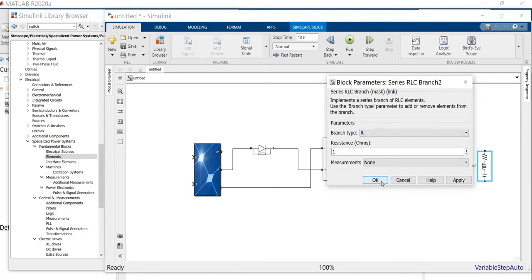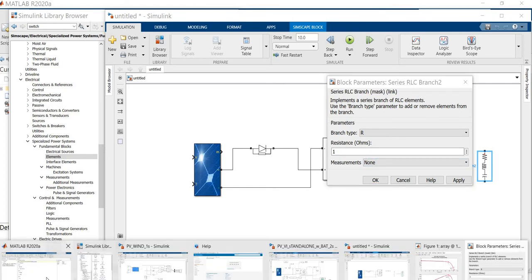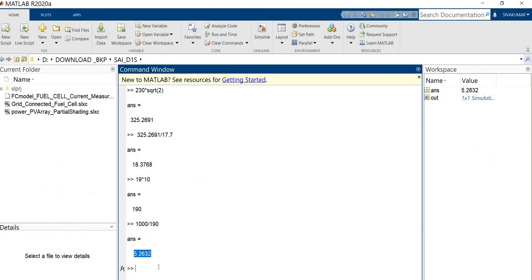This is the R, where the resistance is 1, but it is not possible to give 1 ohm. Then we are going to find what it is. The power is 1 kilowatt. So 1 kilowatt divided by the RMS voltage, which is 230.